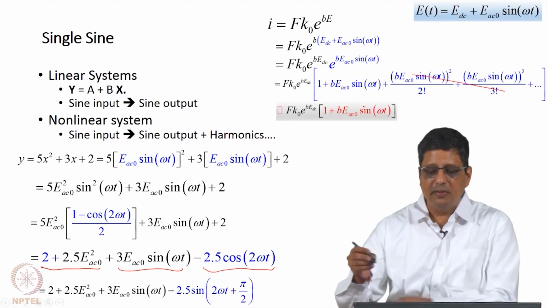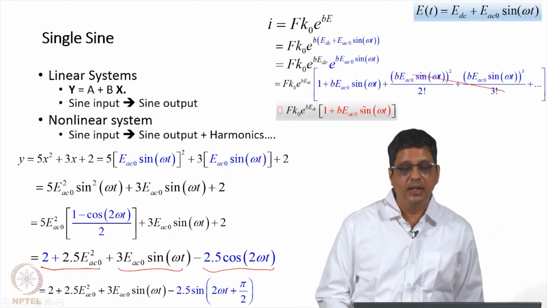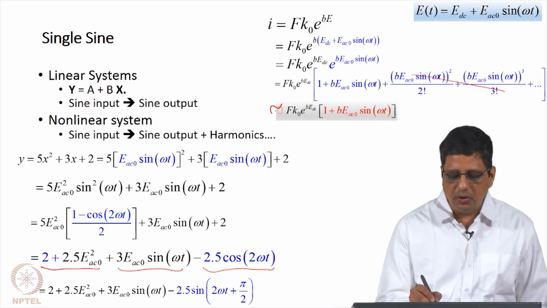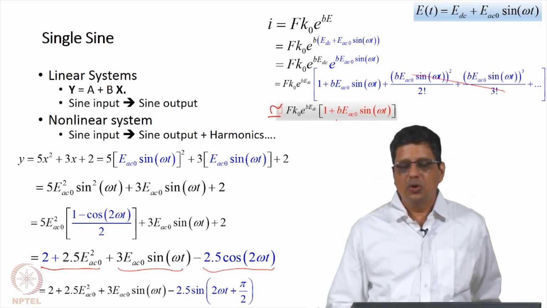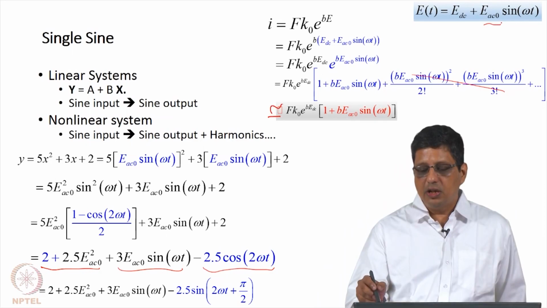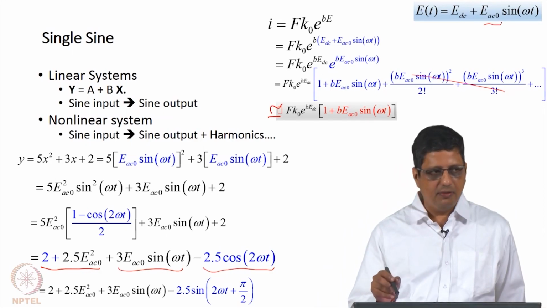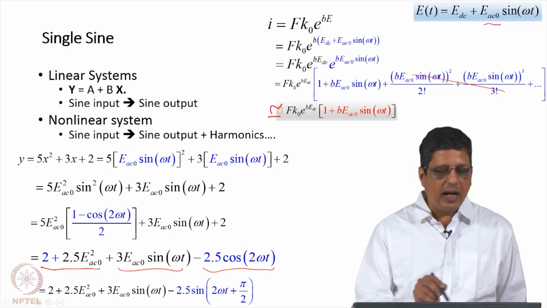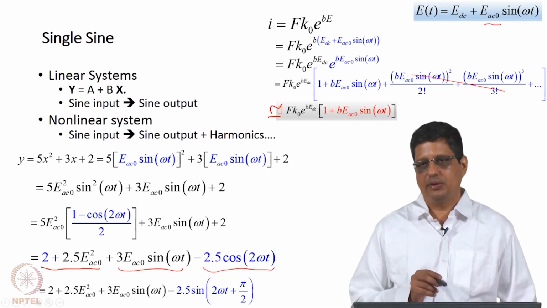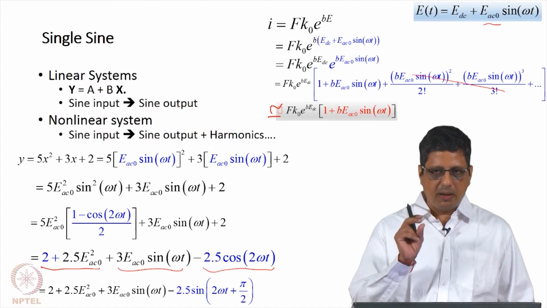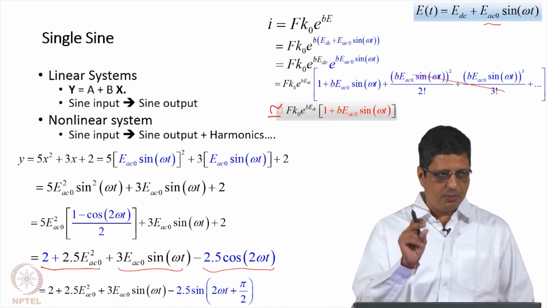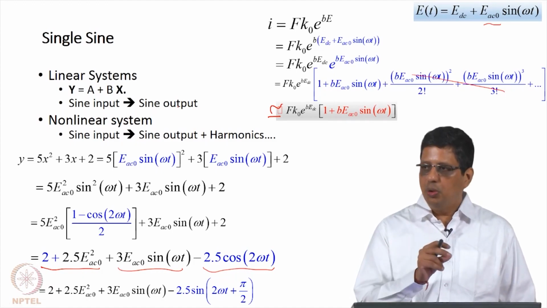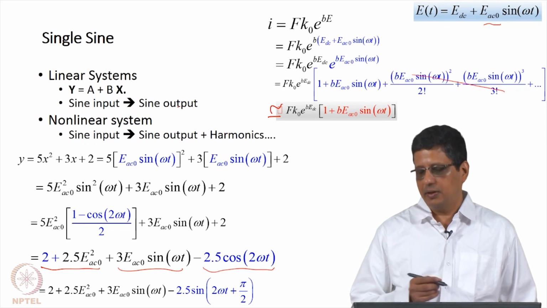With that assumption, we can make an approximation and say this is approximately equal to 1 plus x. So, if I say that E AC 0, the amplitude of the sine wave, is small, then I can truncate this and say I will get a linear response. The system is non-linear, but my input is very small, small changes there. So, the output I can approximate as a linear curve.